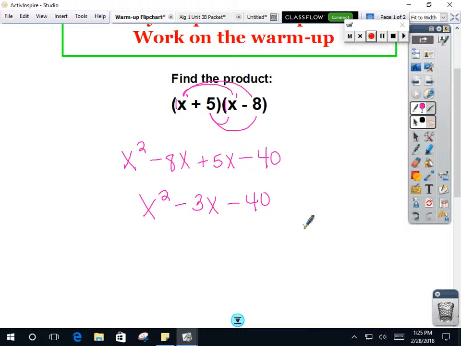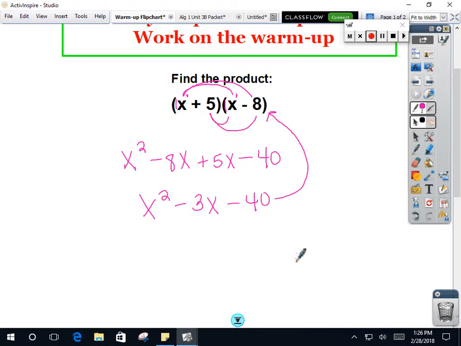Okay, so that's what we've been learning how to do. All of you should be pretty good at multiplying two binomials together. Today, what we're going to be learning is basically the opposite way. They're going to give you a problem that looks like this, and you're going to factor it, which means you're going to make it look like that.